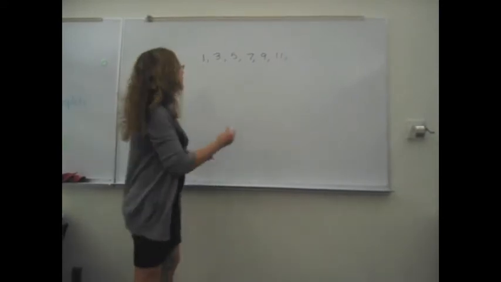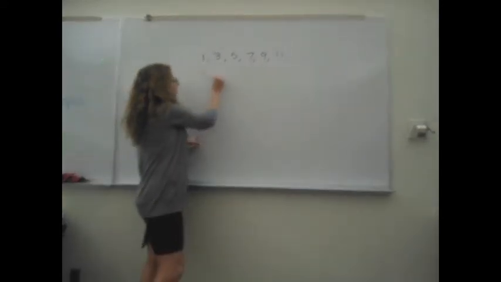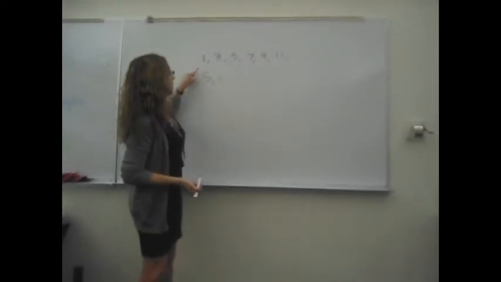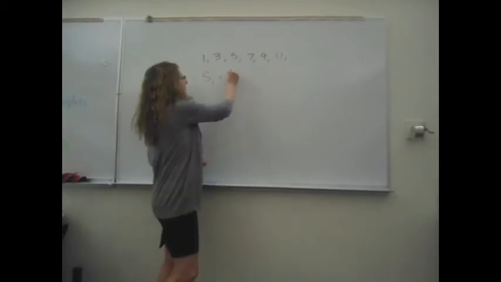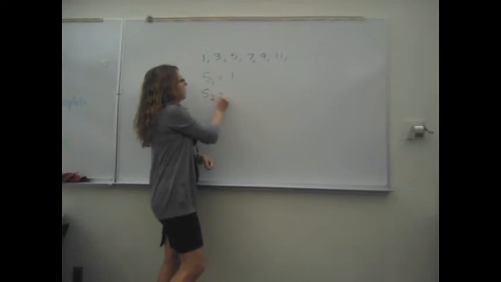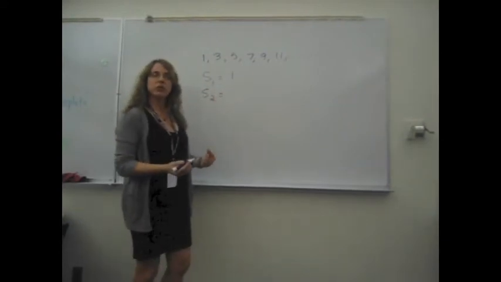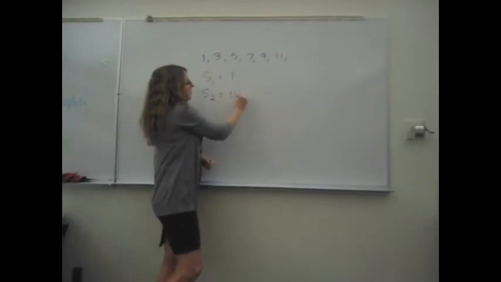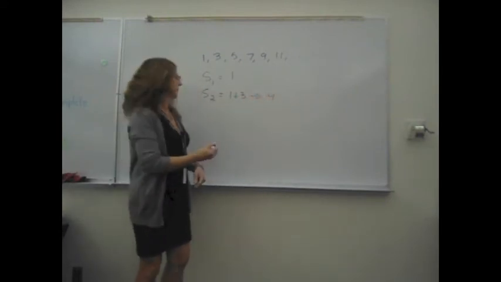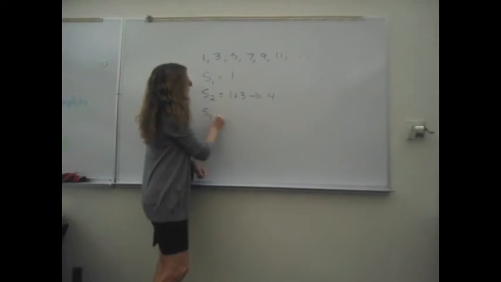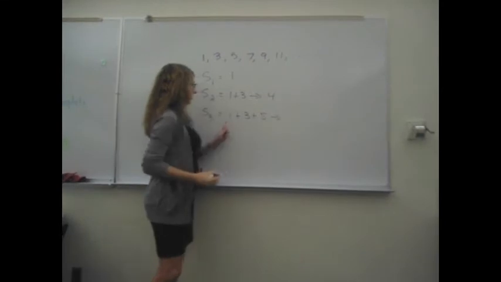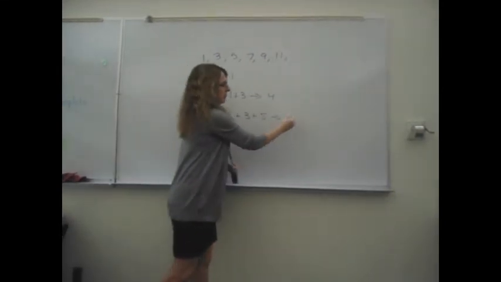What if we decided to look at S sub 1, which basically means what's the sum of the first term? Which is kind of weird, but the sum of the first term is just 1. And let's look at S sub 2. We're saying what's the sum of the first two terms? We're looking at 1 plus 3, and that's going to give me 4. And we can keep going. We can look at S sub 3, which is going to be 1 plus 3 plus 5. We can add that up, and we're going to get 9.